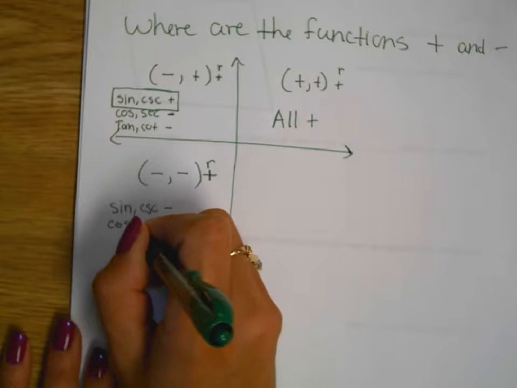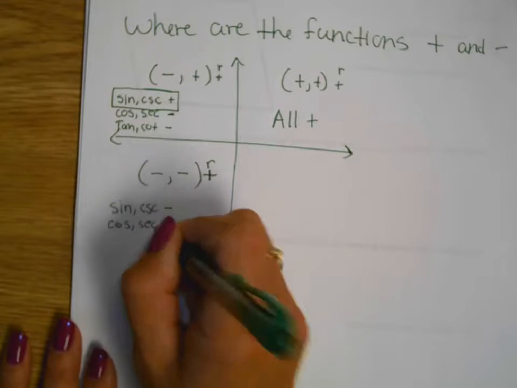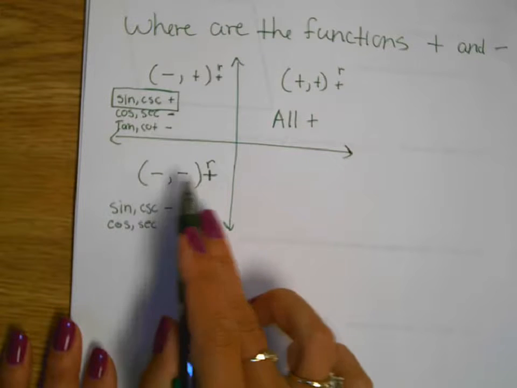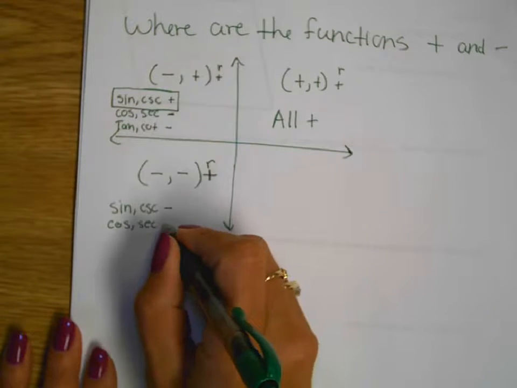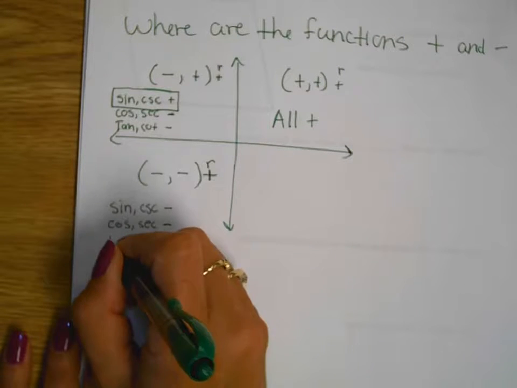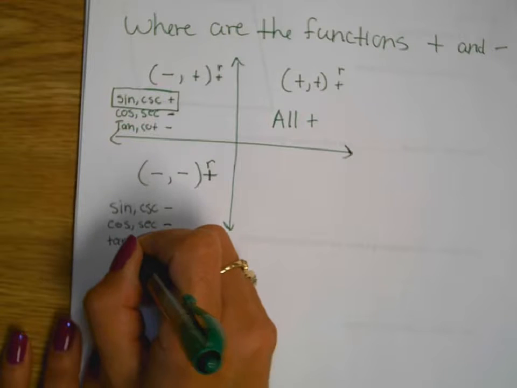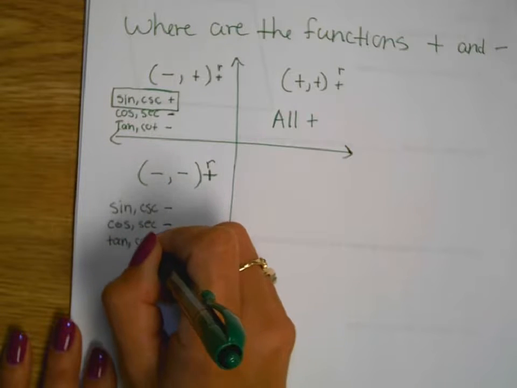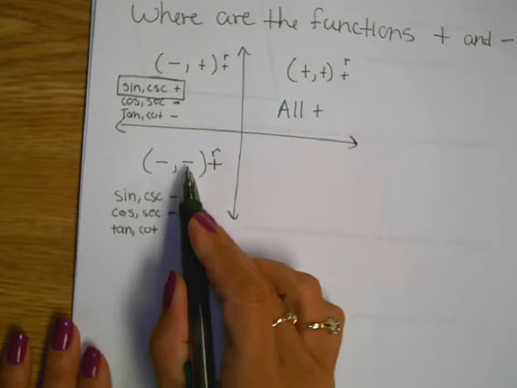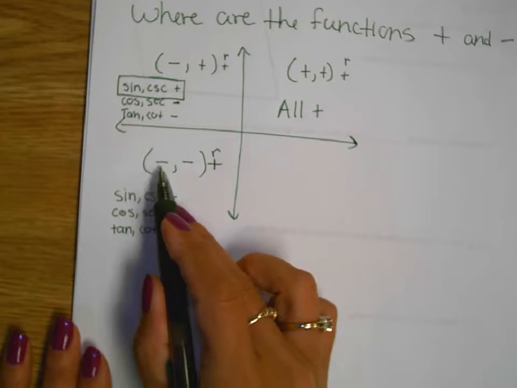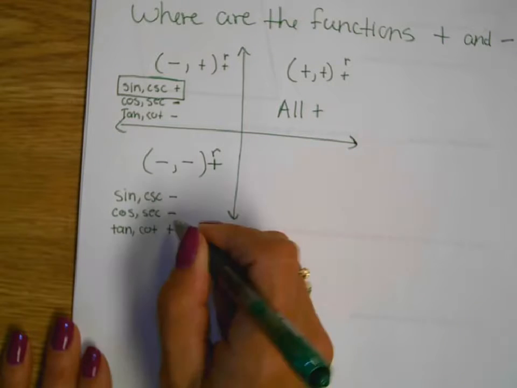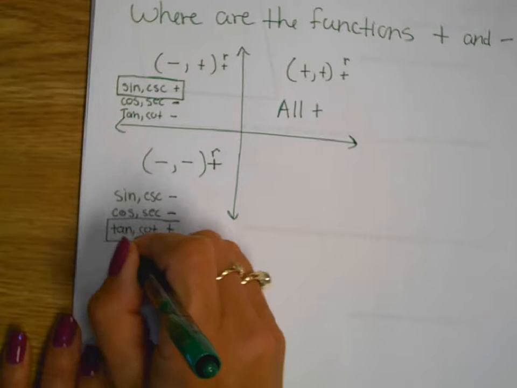Cosine and secant, that's our x over r. That's negative divided by positive. That's going to come up negative. And then tangent and cotangent, what are we going to have there? Positive, because it's the y divided by the x. Negative divided by negative will come out positive. So here's our positive one here.